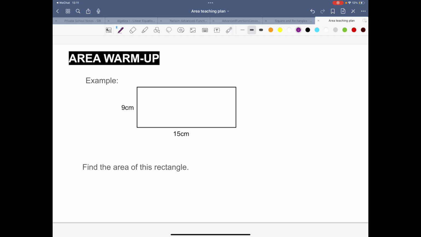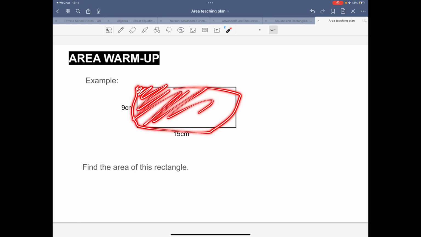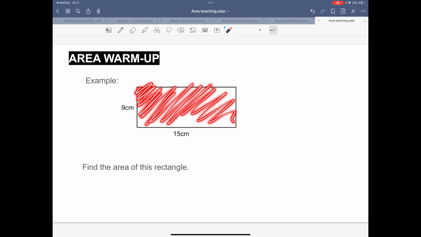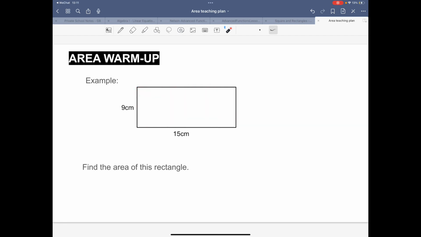So here we have a rectangle with a width of 9 centimeters and a length of 15 centimeters. And the question says find the area of this rectangle, which means we are going to try and find this whole part of this rectangle, just not including the sides. This whole colored part is the area, and we're going to find it. But how do we find it?